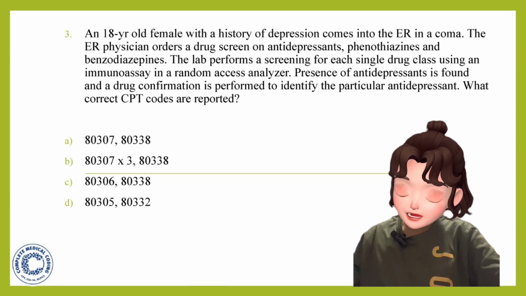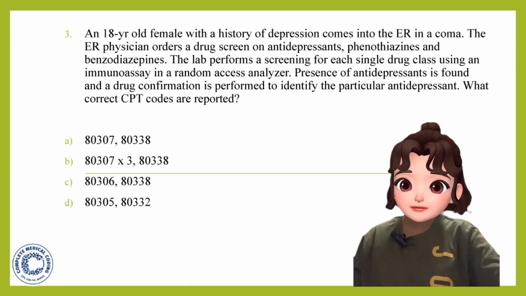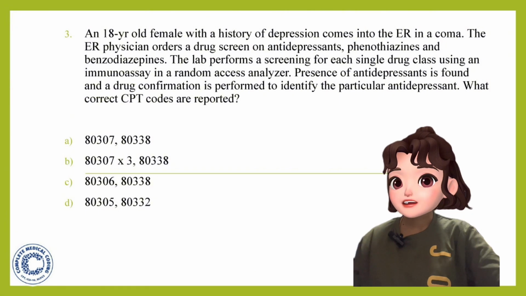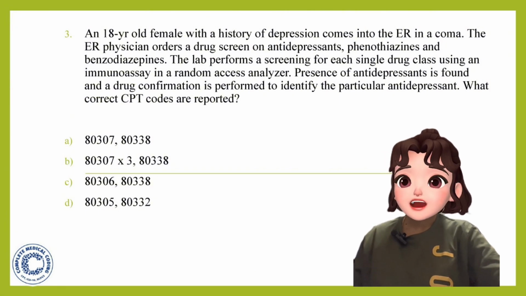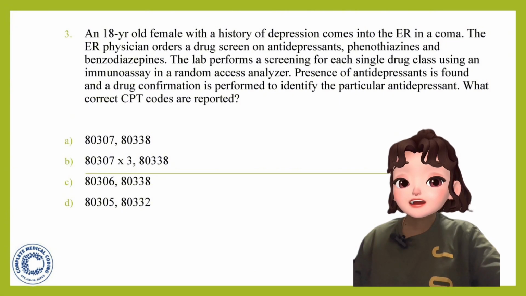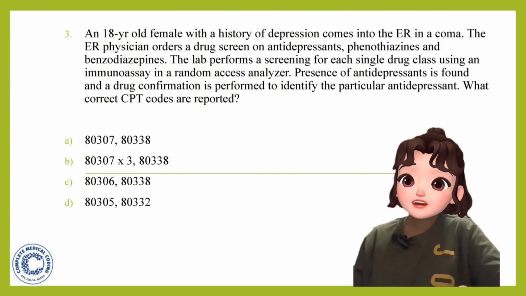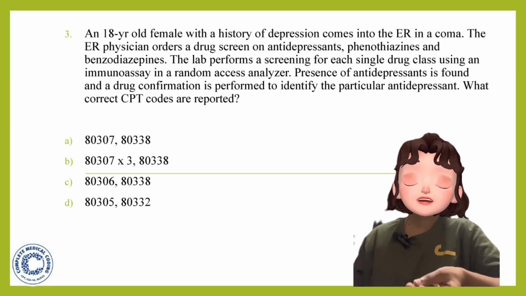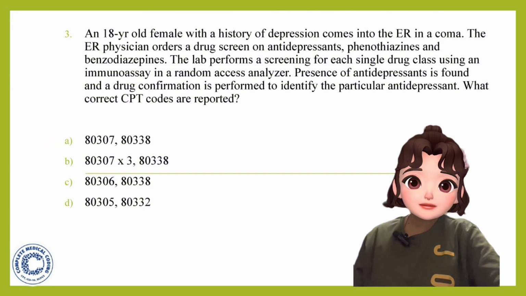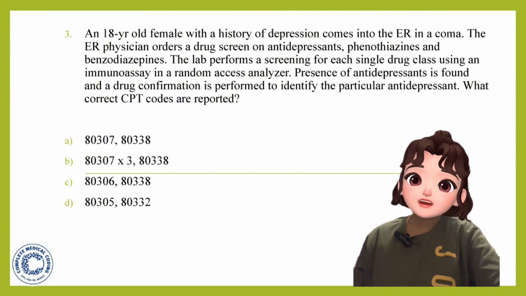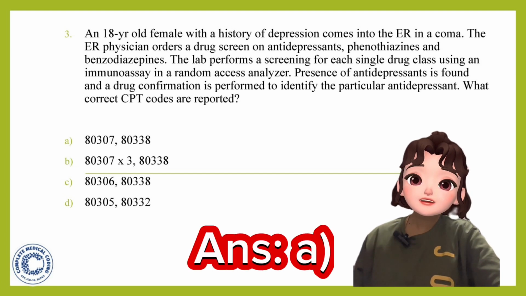Now what is 80338? 80338 is antidepressants, not otherwise specified. Antidepressants also is mentioned, right? Presence of antidepressants is found and a drug confirmation is performed to identify the particular antidepressant. It means presence of antidepressant is found, and then again a drug confirmation is carried out to confirm the antidepressant. So you have to code again the specific code for antidepressant, which is 80338. So obviously the answer will be option A, 80307 and 80338.